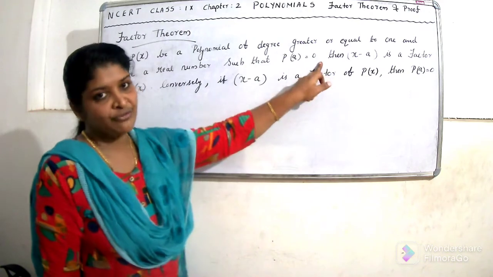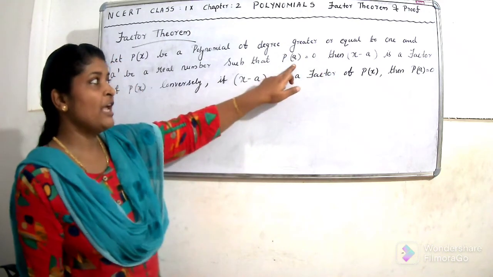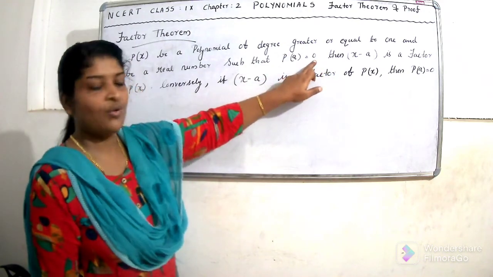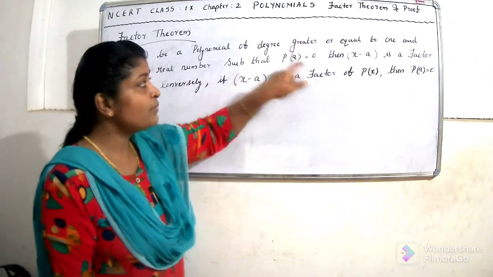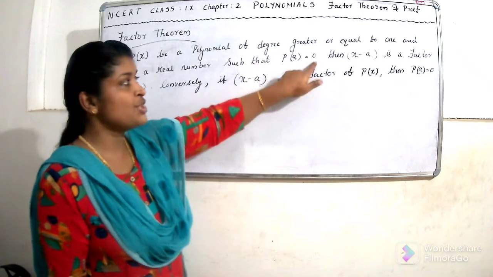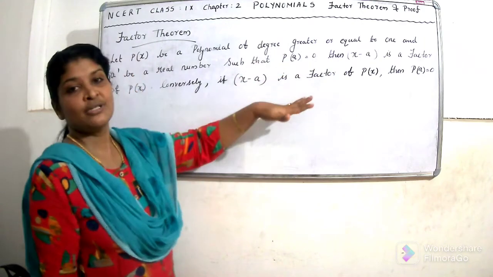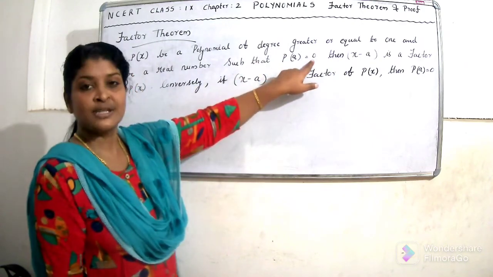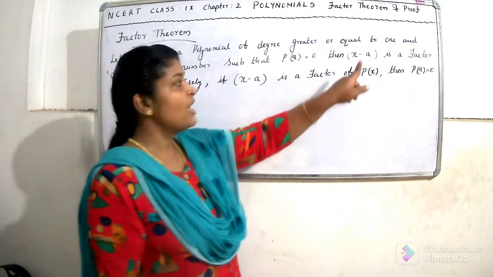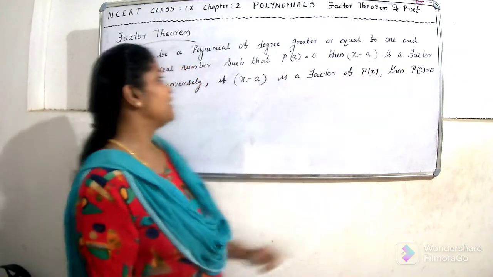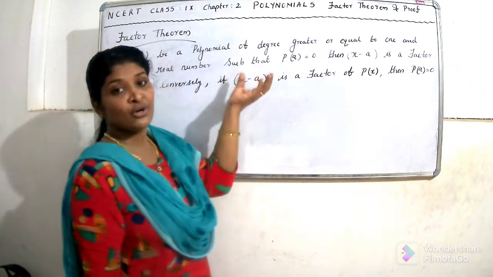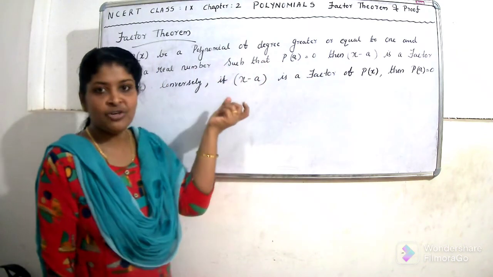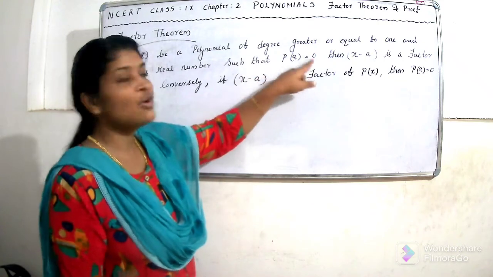So on the basis of the remainder theorem, P of a is what? That is the remainder. So P of a here is 0. That means in this particular statement, the remainder is 0. Then x minus a is a factor of P of x. Here they did not use the word remainder is equal to 0. They are saying P of a equals 0.